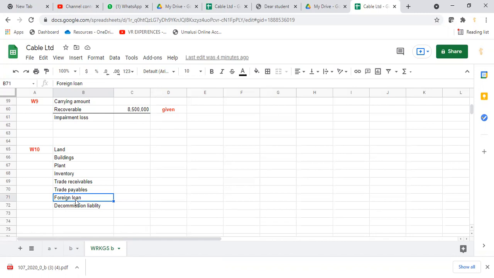So now we have the list of assets. Now the next important thing is to include the balances. Okay. Let me just actually do this.